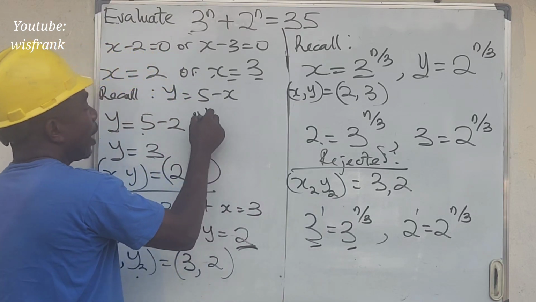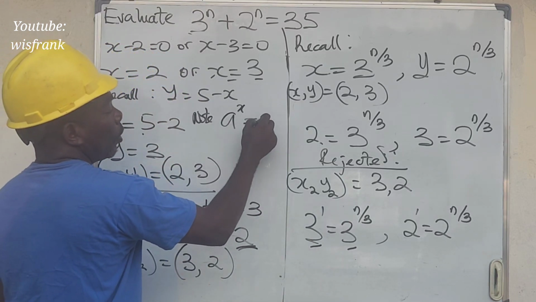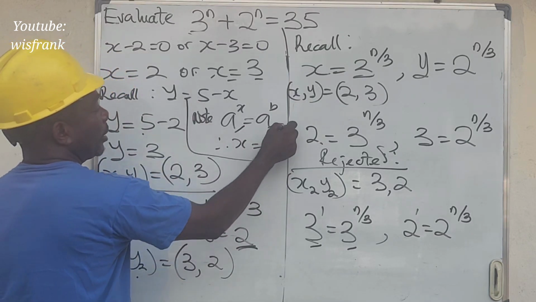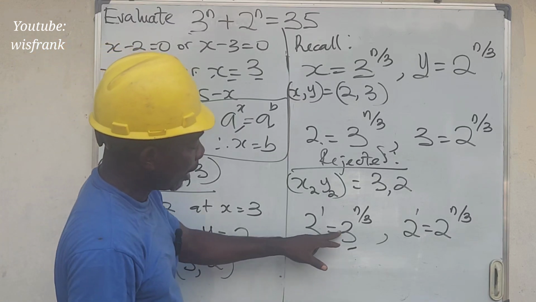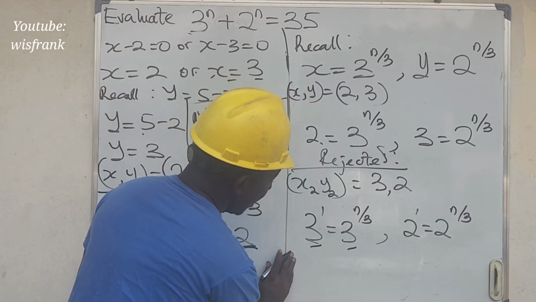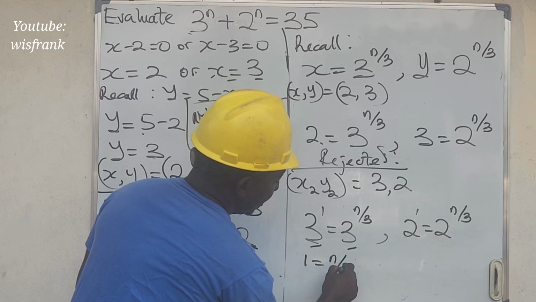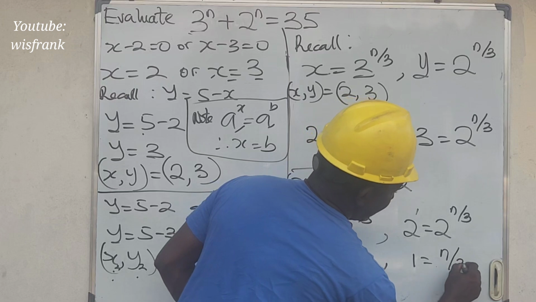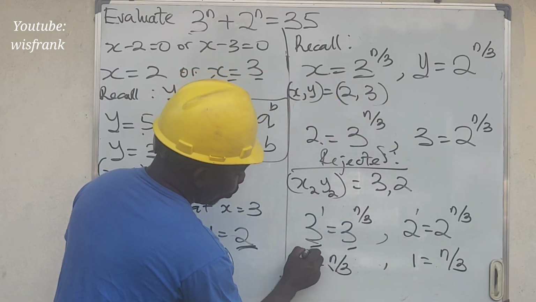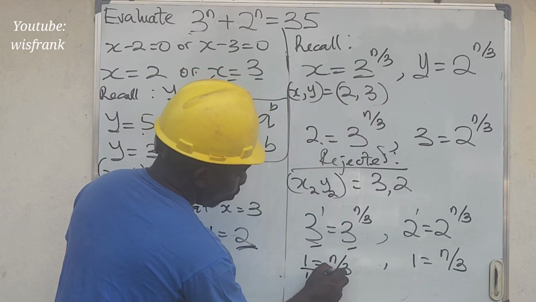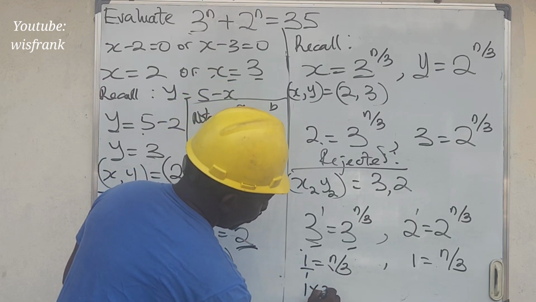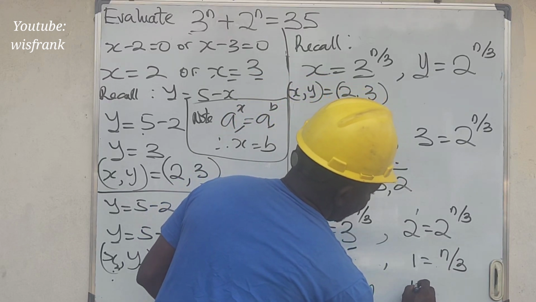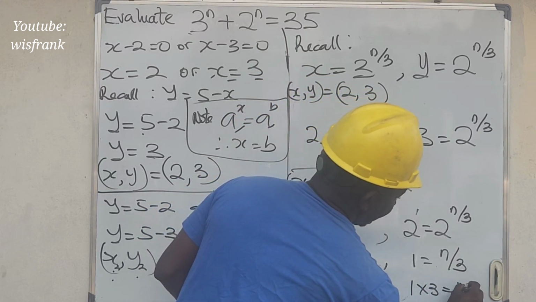We recall that when we have a to the power of x equals a to the power of b, therefore x equals b because they have the same base. So here, for us to find the value of n, we have 1 equals n all over 3, and on this other side, we have 1 equals n all over 3. We can cross multiply. This is the same thing as 1 all over 1, so 1 times 3 equals 1 times n. And on this other side, it is the same thing, 1 times 3 equals 1 times n.